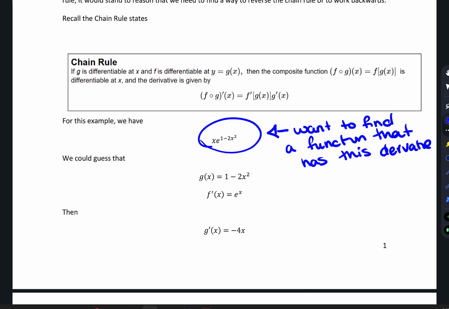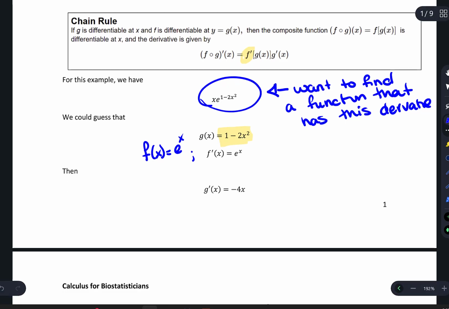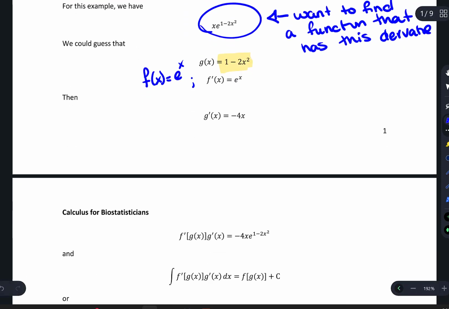So let's start out with that inner and outer function that we defined earlier. Let's let our inner function g of x be equal to 1 minus 2x squared. If we're going to apply the chain rule, we need both f and the derivative of f. Since we have e to the 1 minus 2x squared, let's let f of x be equal to e to the x. That implies the derivative of f of x is equal to e to the x as well. We'll also need the derivative of our inner function, g prime of x, which would be equal to minus 4x by the power rule.